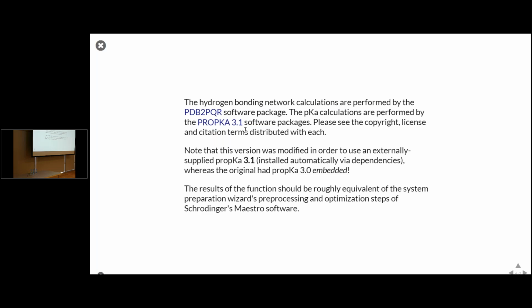Why do I point out the version number? Because the standard PDB2PQR includes PropKa 3.0. 3.1 gives slightly different results and should be essentially the same results, at least for the sake of protonation, as Schrodinger's Maestro protein preparation wizard. So at least for protonation, you should get the same states. For what concerns the optimization of the hydrogen bonding network, that could be different.